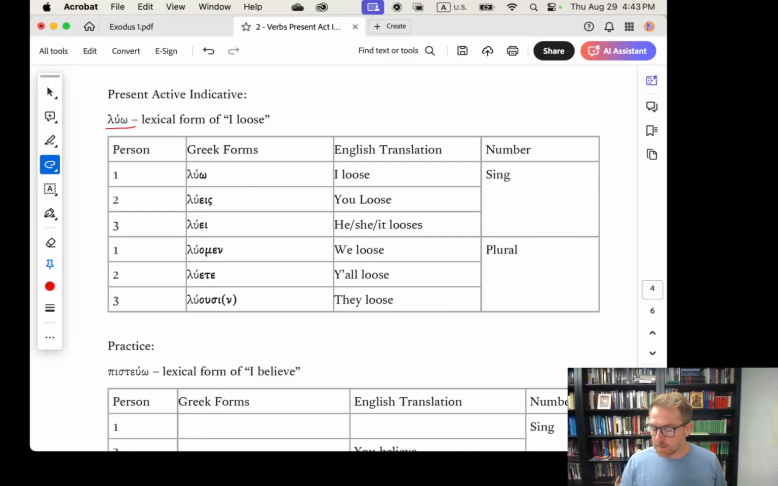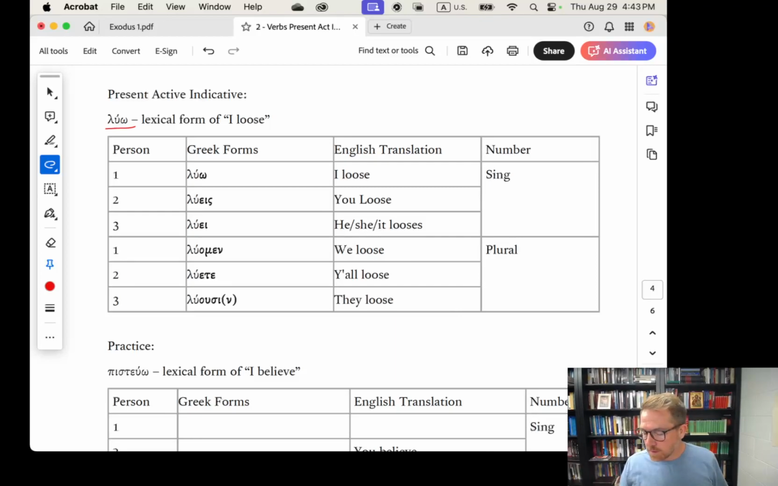Luo. This is the word that's used, for example, when Jesus encounters John the Baptist in Matthew chapter 3, and John the Baptist says, look, I'm not fit to untie, to loose this guy's sandals. Okay, that's the verb luo.